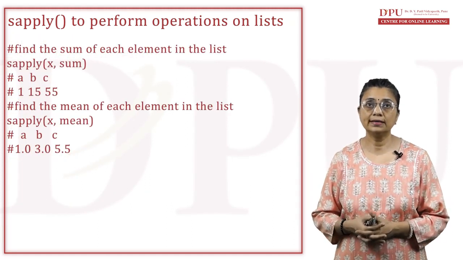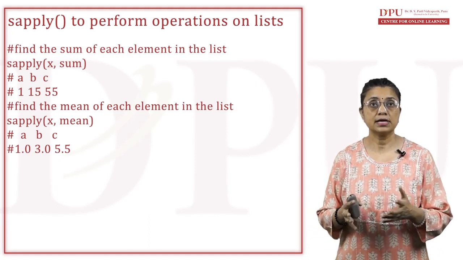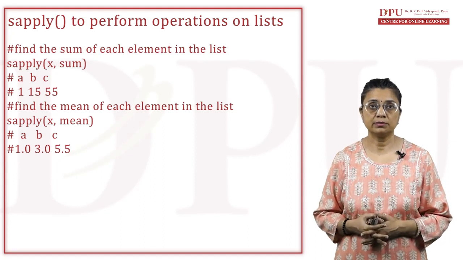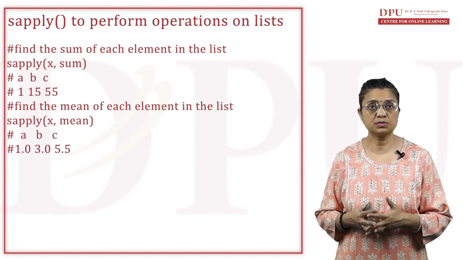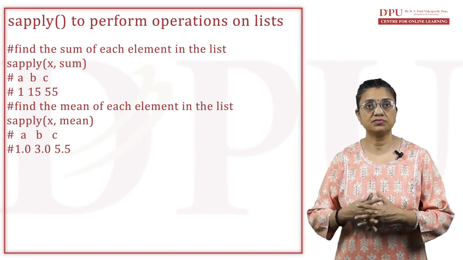Now I want to find the sum of each element in the list. So what will I do? I will use sapply X, which is my variable, comma sum. So sum is my function. And you can see A, B, C have 1, 15 and 55.